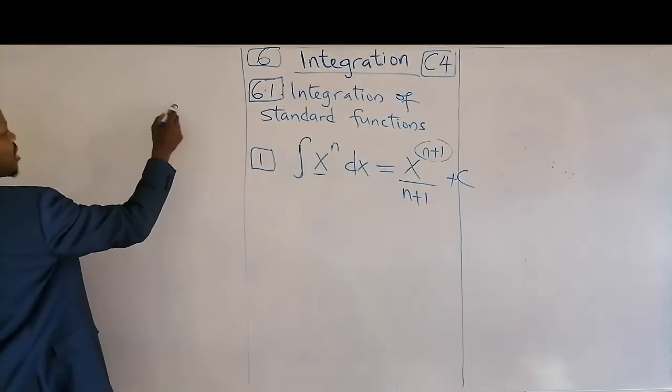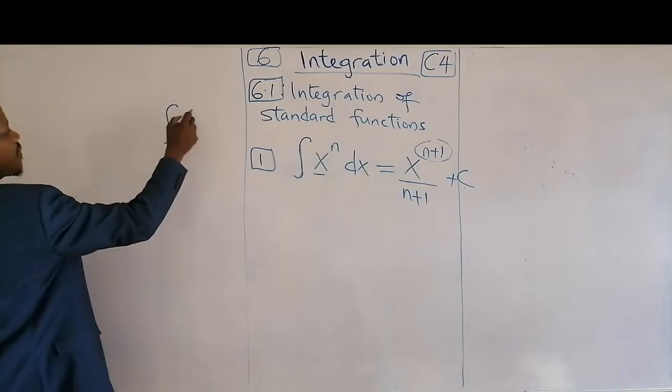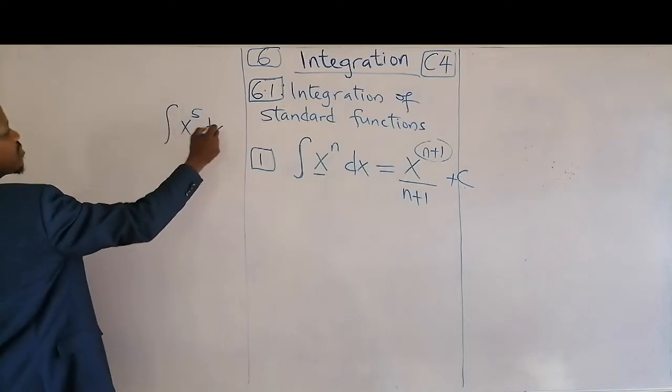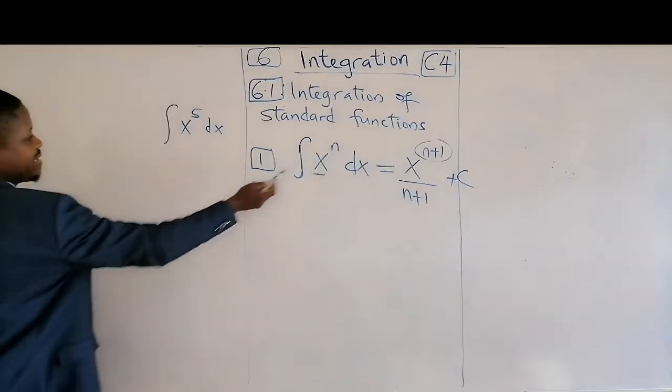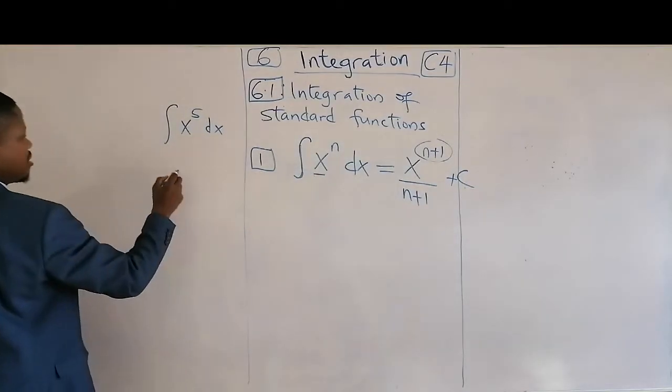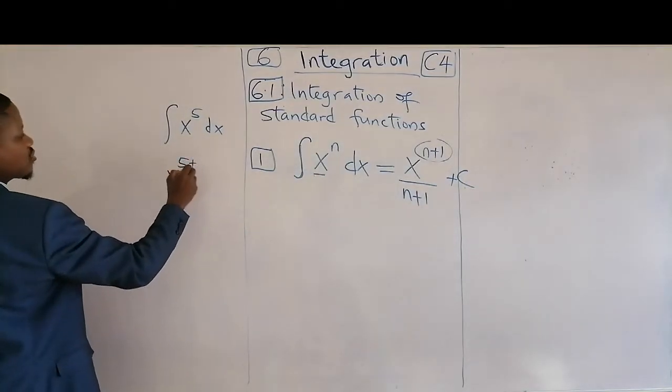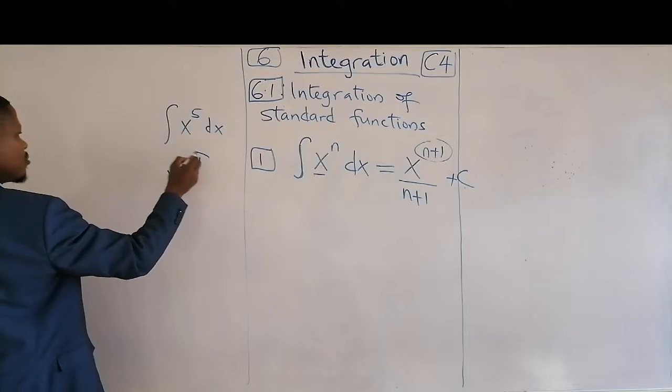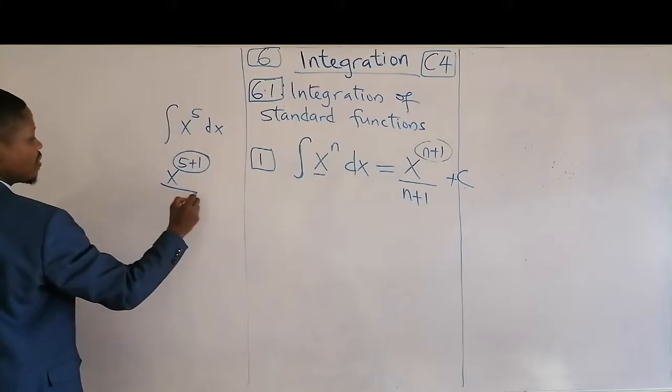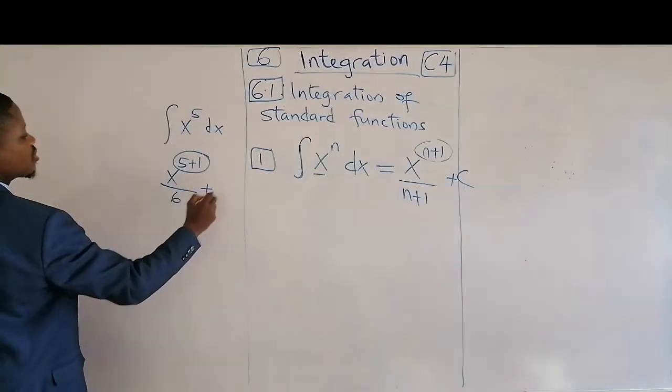For example, you have the integral of x to the power 5 dx. Applying this general table, it is going to be the power plus 1, which is 6, all over 6, plus c.